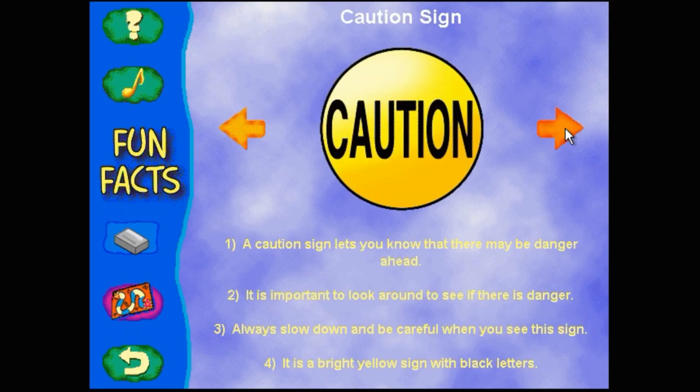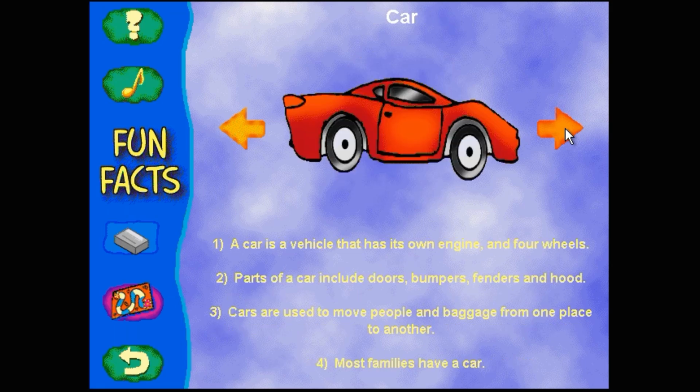Caution sign. A caution sign lets you know that there may be danger ahead. It is important to look around to see if there is danger. Always slow down and be careful when you see this sign. It's a bright yellow sign with black letters.